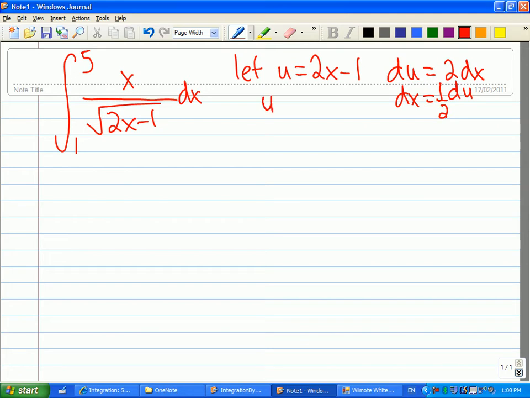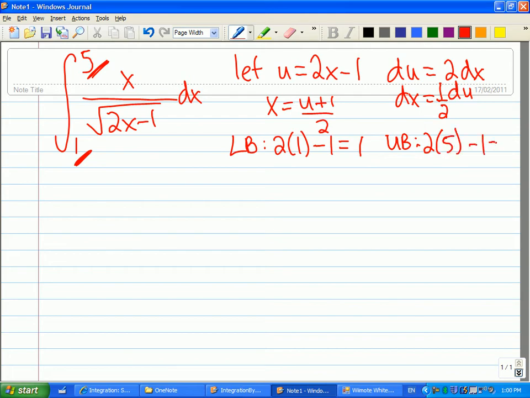And that x equals u plus 1 over 2. So I'm going to need all those bits of information to help me substitute properly. I also need to adjust these bounds here. First of all, let's start with the lower bound. The new lower bound is going to be 2 times 1 minus 1, so it's still the same as it was before at 1. The upper bound is going to be 2 times 5 minus 1, which means it's now going to be 9.